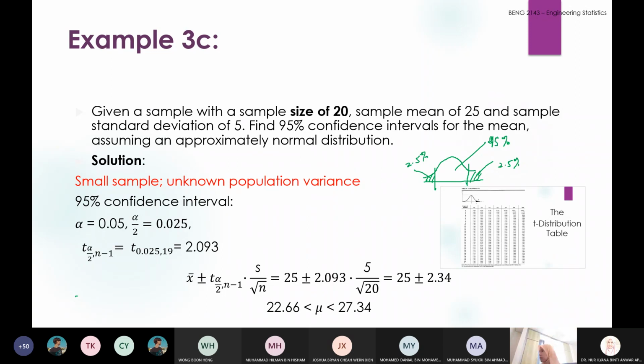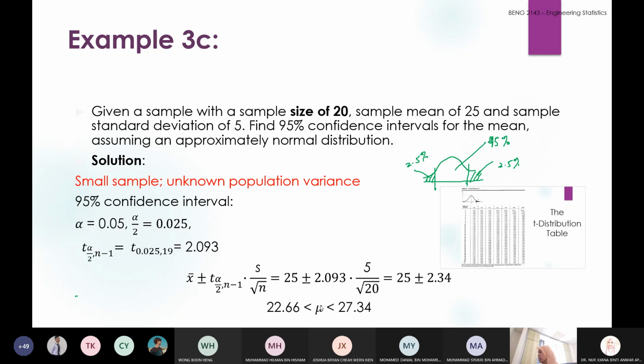Let me check. If we go for a more accurate value, 5 divided by the square root of 20 multiplied with 2.093 gives 2.34. So in the end, the interval is from 22.66 until 27.34. This is the confidence interval based on the sample.